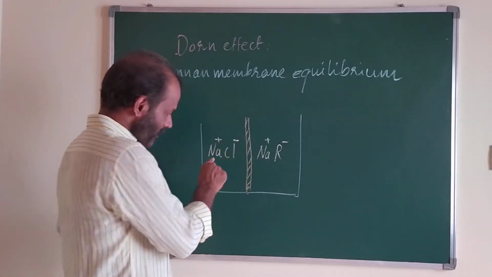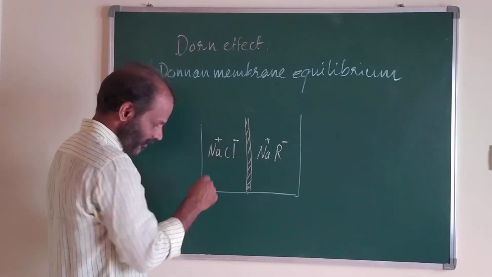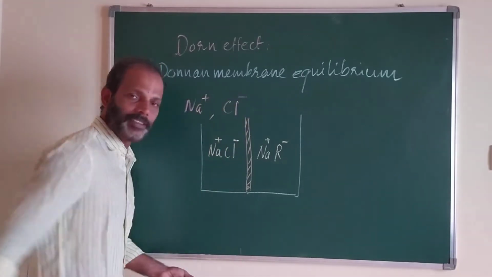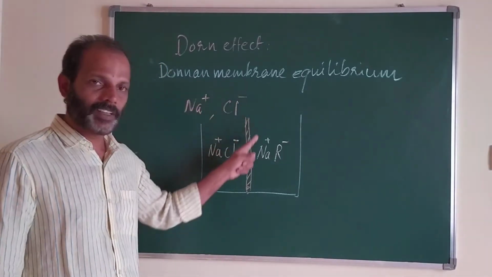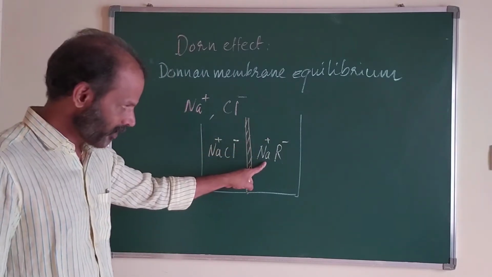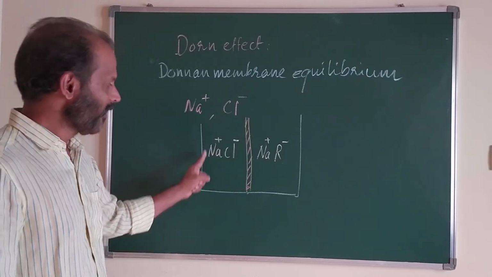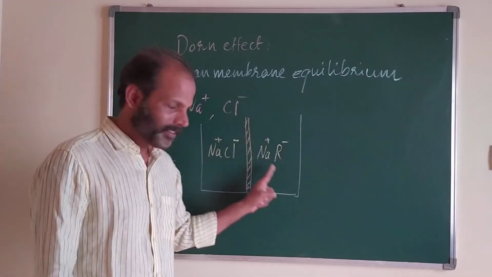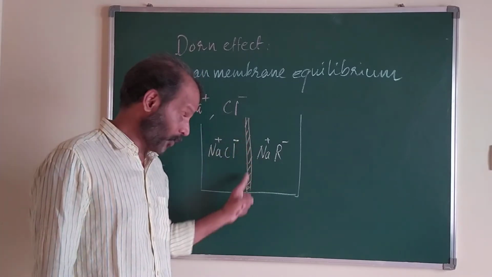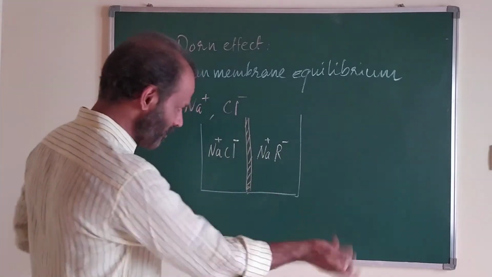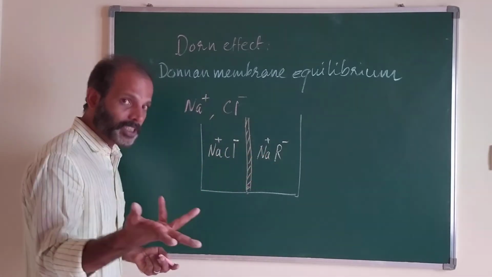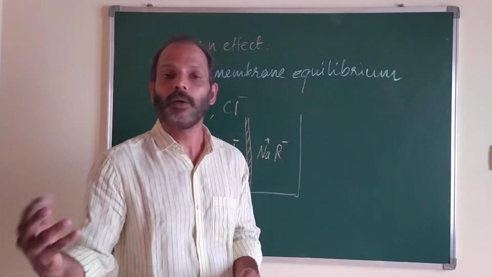What happened? The diffusible ions here are Na plus and Cl minus. Na positive and Cl negative are the diffusible ions present in this system. This Na plus can move towards this chamber, and this Na plus can move towards that chamber. As well as chloride also moves through this membrane to the next chamber. So Na positive and Cl negative are the diffusible ions, and R minus is a non-diffusible ion.